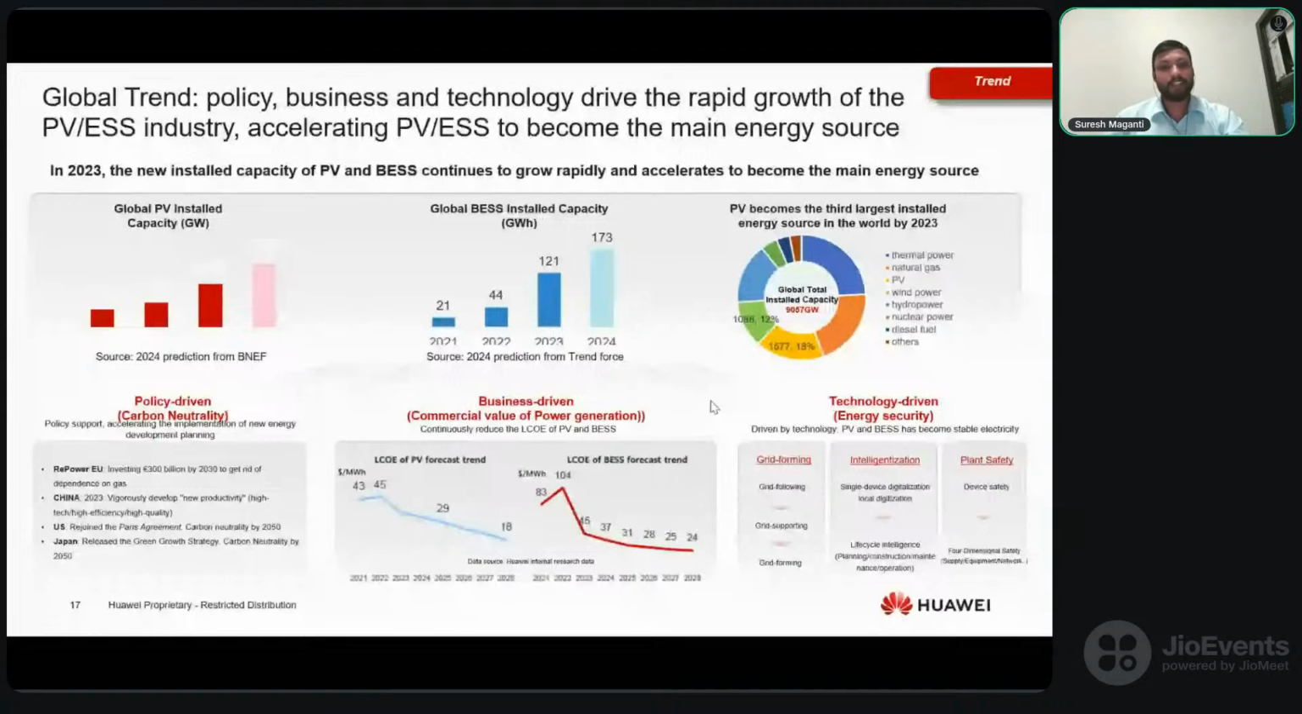When the grid is getting weak, who will make it strong? That's battery energy storage. It will form the grid and make the system strong. Another motivation behind this trend is that the levelized cost of energy of PV is decreasing, which is leading to installation of more PV into the systems, and the levelized cost of energy of BESS is also still trending downward.